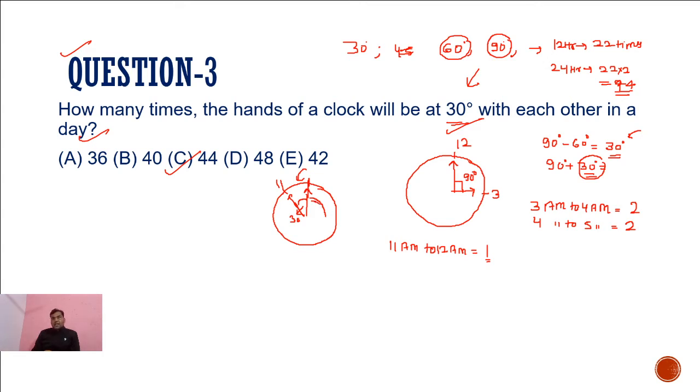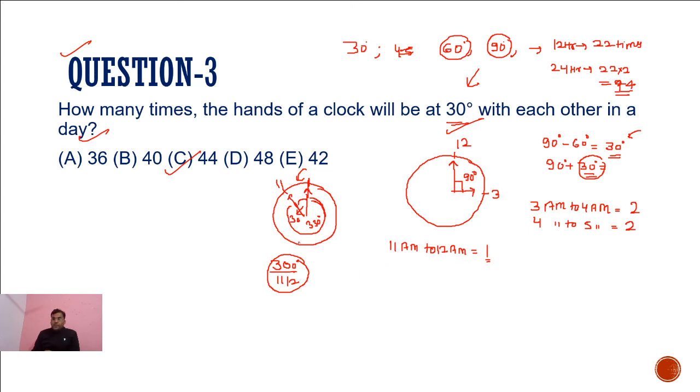currently you can see that the angle is 330 degrees, right? In the clockwise direction, the angle is 330 degrees. When the minute hand will travel a distance of 300 degrees with a speed of 11 by 2, the angle between the two hands will be 30 degrees. So it will be made only once.